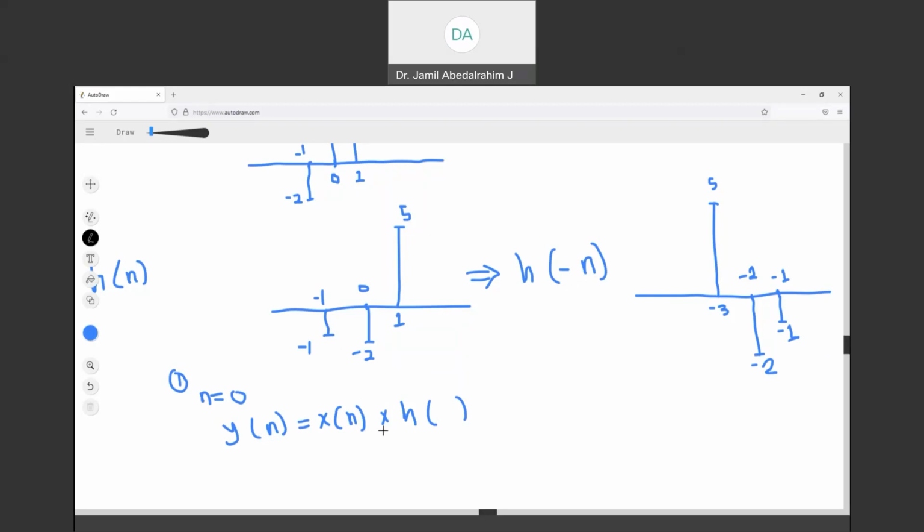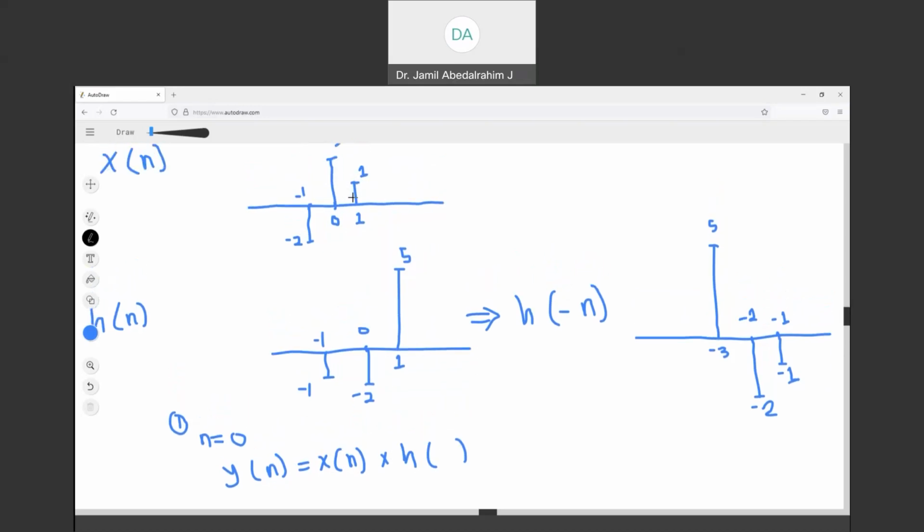Here the multiplication process will be between x of n and h of -n, not h of n. That means we will ignore the h of n. That's why we flipped the h of n to become h of -n, because we need to multiply x of n with h of -n. And when we flip it, we start with shifting.